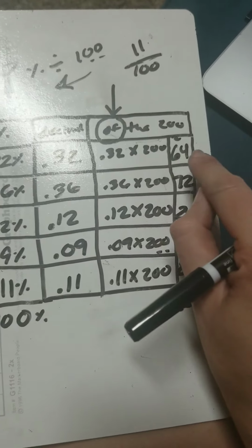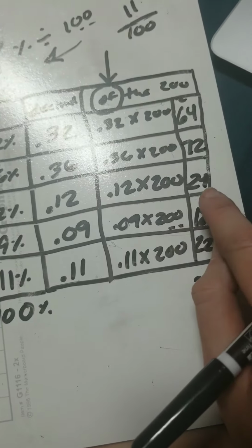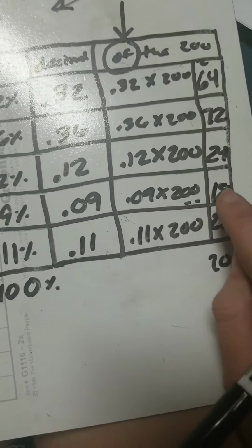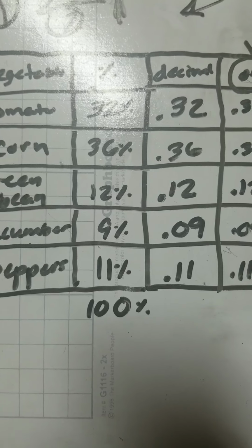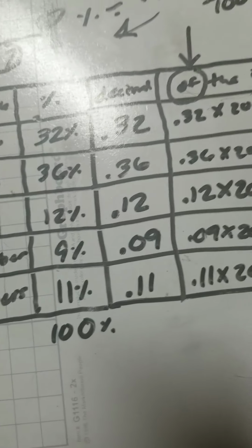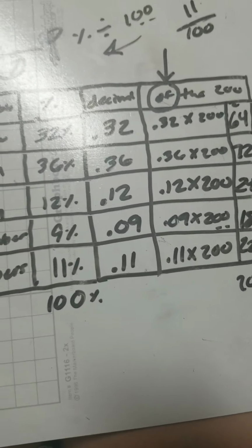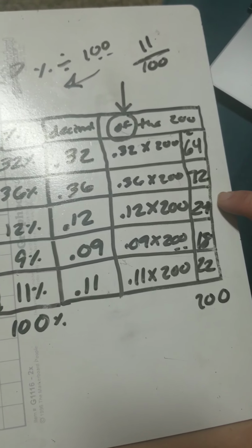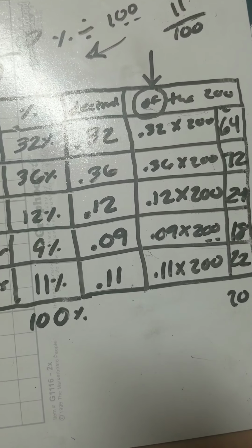So tomato plants, there are 64 tomato plants, 72 corn plants, 24 green beans. We have 18 cucumbers, and we have 22 peppers. So now I can answer my questions. So the very first question said, how many vegetable plants are green beans? 24. Easy.